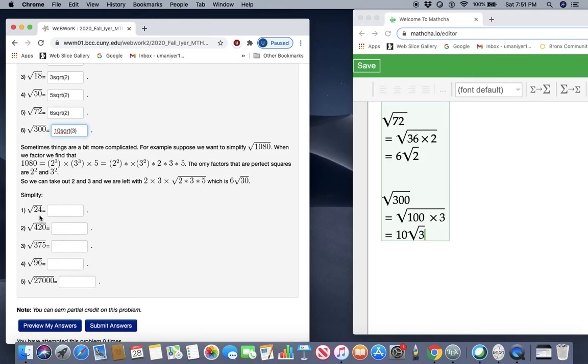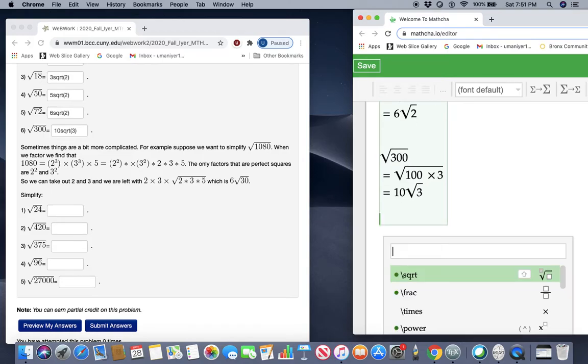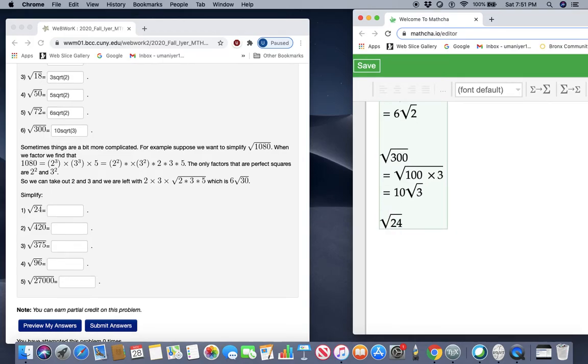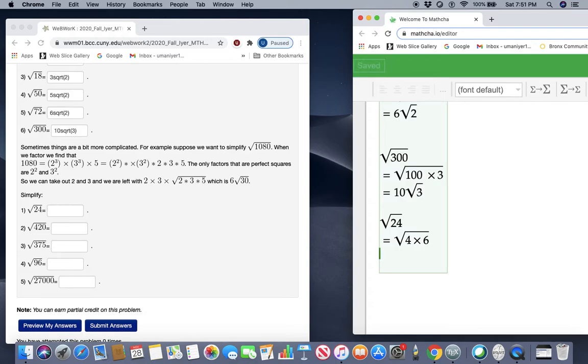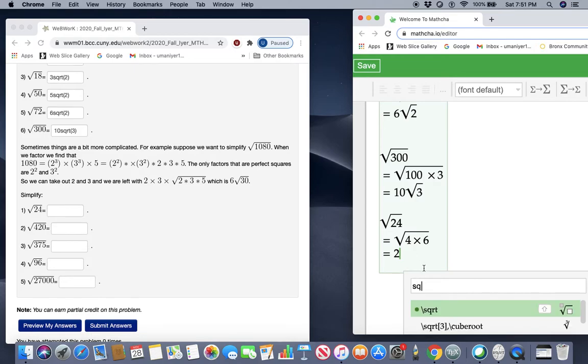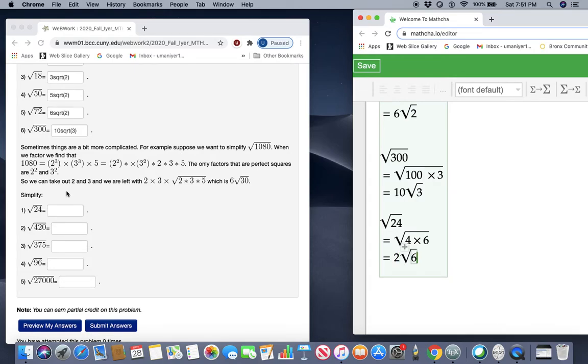Likewise, square root of 24. Okay, square root of 24 is what? Well, square root of 24 is 4 times 6. Notice 6 is 2 and 3. Neither of them get you a perfect square root. So square root of 4 is 2. Square root of 6 cannot be improved. So 2 SQRT of 6.